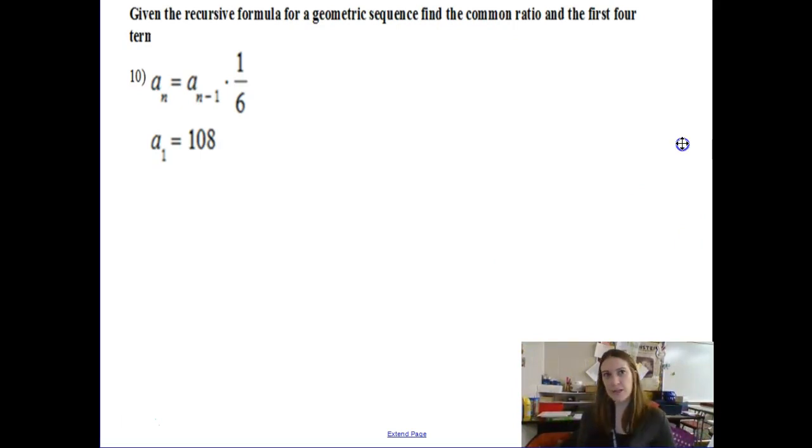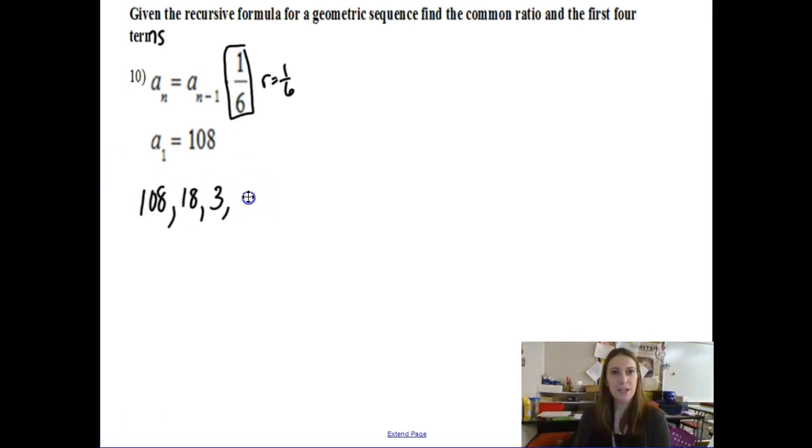Alright, so now they are going to give me a recursive geometric sequence, and I have to find the common ratio and then find the first 4 terms. I'm sure that said. There we go. So common ratio is very clear in the recursive formula, as is the first term. So the common ratio is 1/6, and we're going to start the sequence with 108. So the first term is 108, and then if I multiply by 1/6, I get 18. If I multiply by 1/6 again, I get 3. And I multiply by 1/6 again, and I get 1/2. And they want the first 4 terms.